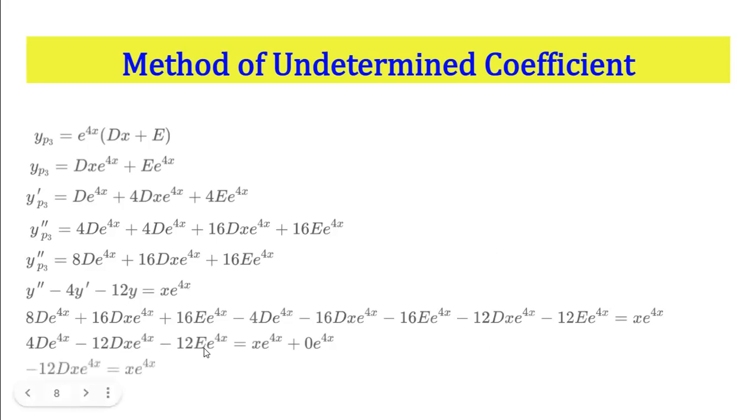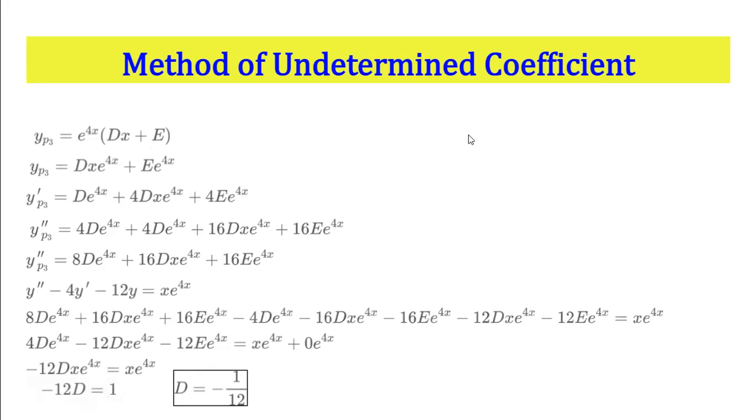So we can see that we have minus 12dx e to the 4x equal to x e to the 4x. So e to the 4x will cancel e to the 4x on both sides. So after that, we can see that minus 12d will be equal to 1. Dividing both sides by minus 12, we will have d equal to minus 1 over 12. Since we have the value of d, we can now find the value of e.